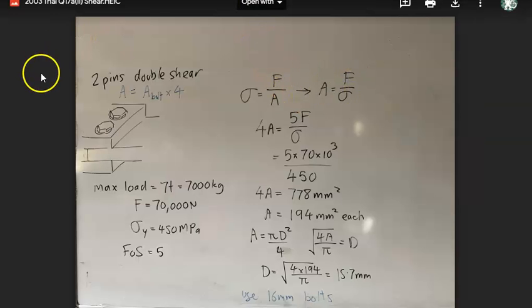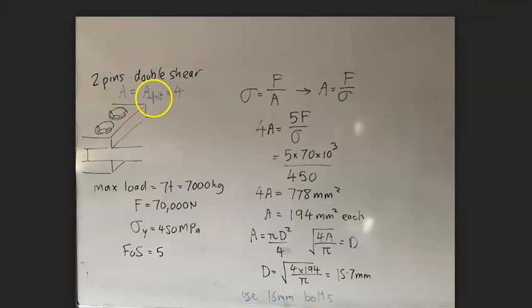if we go to this question, we've said two pins in double shear means that our total area is going to be equal to the area of the bolt multiplied by 4. We've got two bolts and they're being cut twice, which means we're going to have four diameters worth of four circular cross sections being cut. Our maximum load is 7 tons, which we're going to convert into newtons as 70,000 newtons. Where our yield stress is 400 MPa. Our factor of safety is 5.